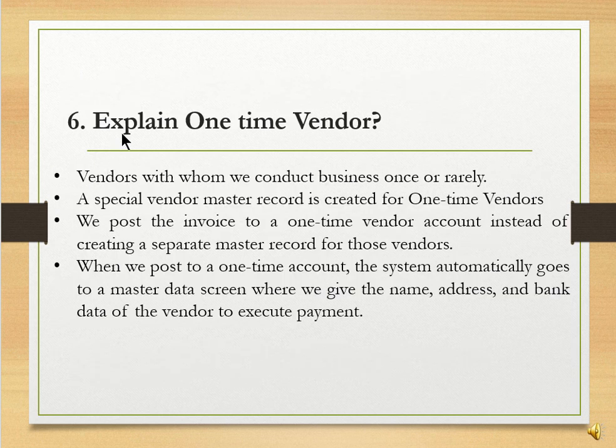The next question is explain one-time vendor. Vendors with whom we conduct business once or very rarely, right? Such kind of vendors are called one-time vendors. A special vendor master record is created for one-time vendors. So there will be only one vendor account number for them. But when we create an invoice for them, there will be an automatic trigger of vendor master setup from that vendor ID, where we will enter the name, address and the bank detail of such one-time vendor to execute the payment.